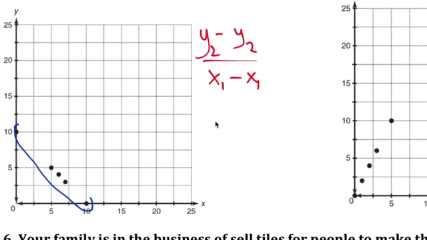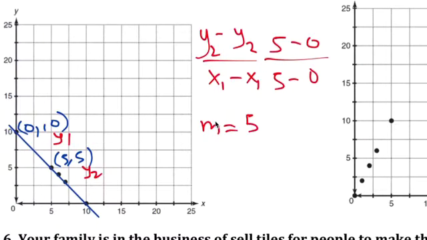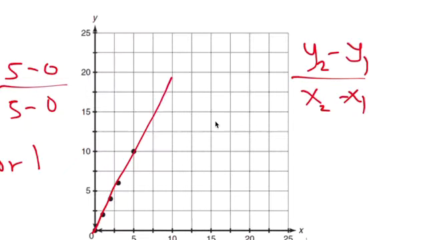Make sure that you see the lines going this way, and it's pretty straightforward. I would use 5, 5, probably 0, 10 right up here. Y-intercept. And y sub 2, it's going down. This is your y2, this is your y1. 5 minus 0, and 5 minus 0. So your slope is 5 over 5, or just 1. Okay, so here, same thing. Connect the dots.